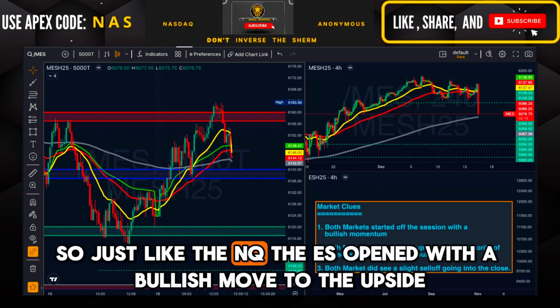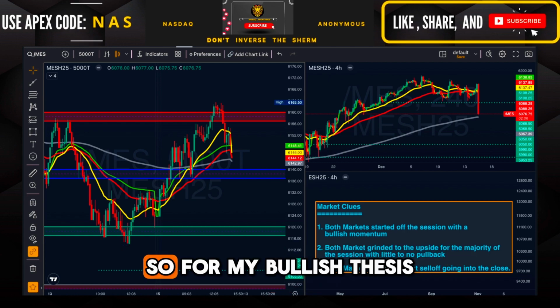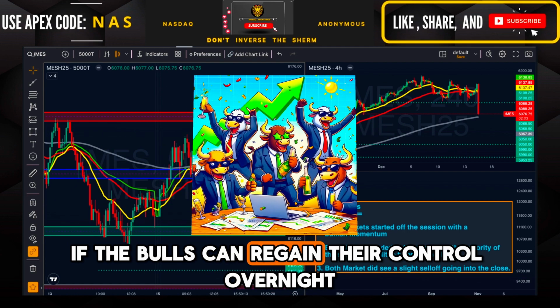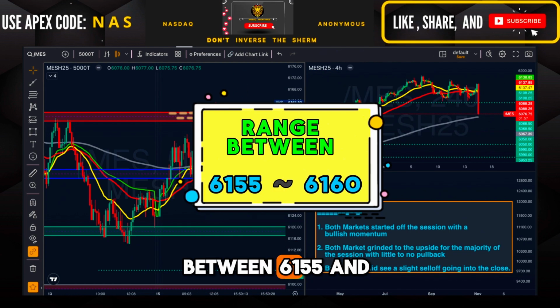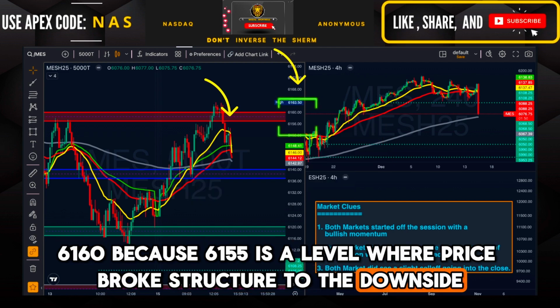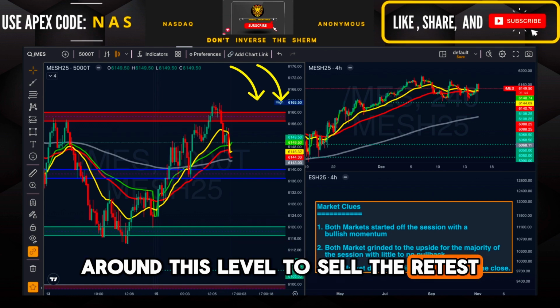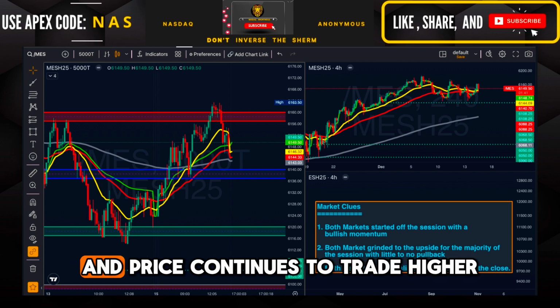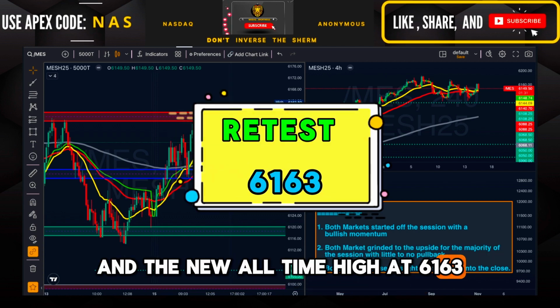So, just like the NQ, the ES opened with a bullish move to the upside that slowly grinded higher, only seeing a pullback going into the close. So, for my bullish thesis, if the bulls can regain their control overnight, then I'll be watching the reaction when price trades within a range between 155 and 160. Because 155 is a level where price broke structure to the downside, and I do expect passive sell orders to be resting around this level to sell the retest. But if the bears fail to regain control and price continues to trade higher, then I'll be watching the reaction when price retests the high of day and the new all-time high at 163.